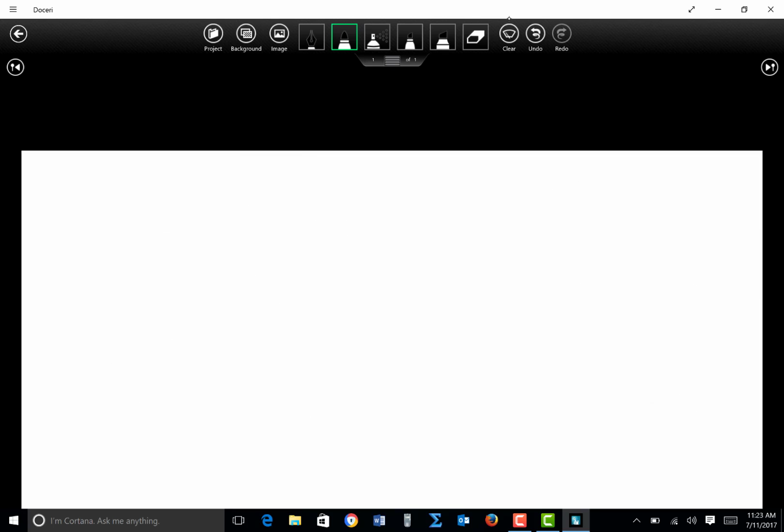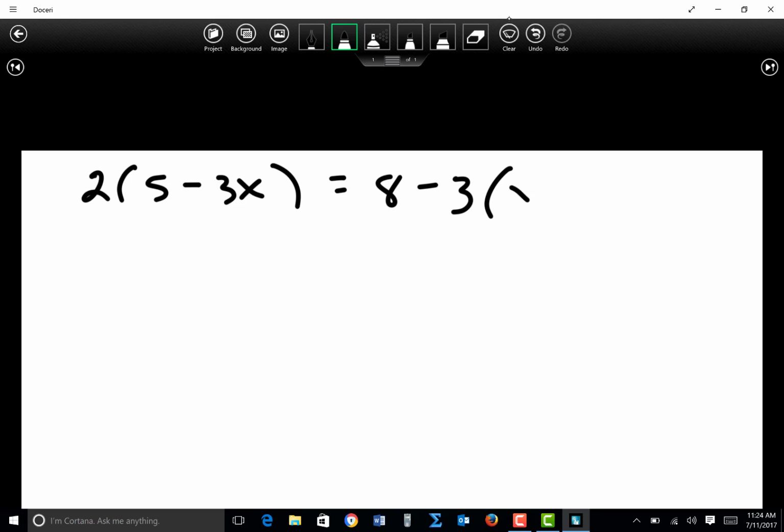So let's look at one that has some parentheses in it. Let's take a look at this one. Now this one is a little tricky in that a lot of students want to deal with this first. They want to do 8 minus 3 and get a 5 there.